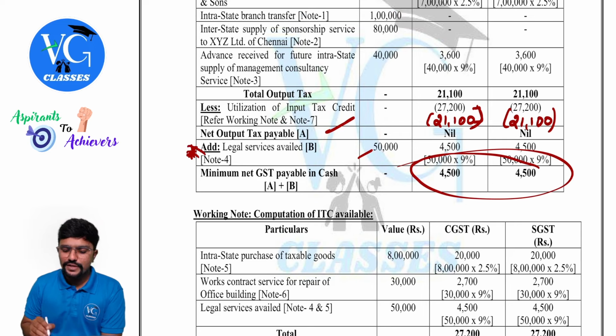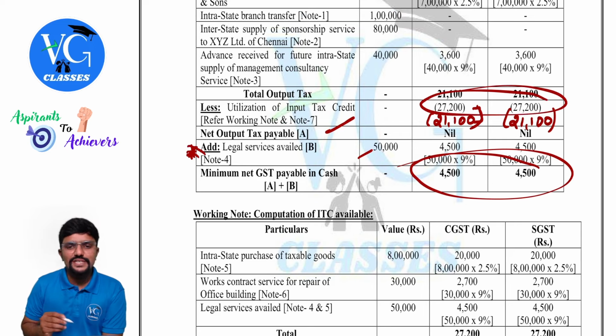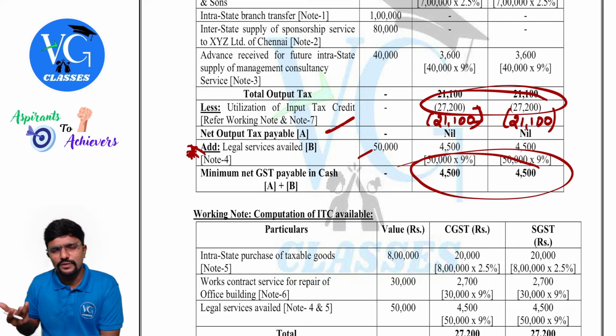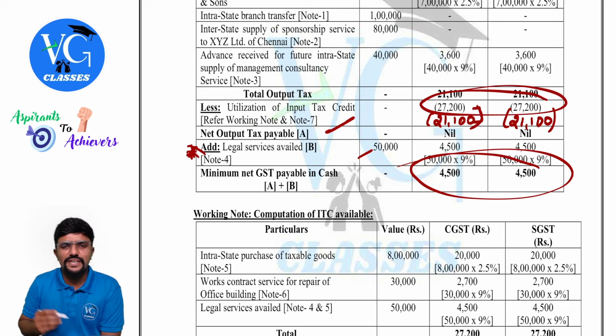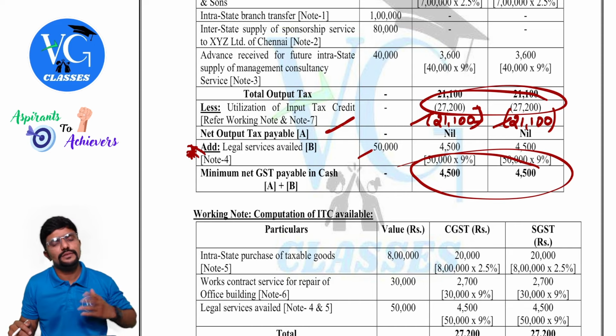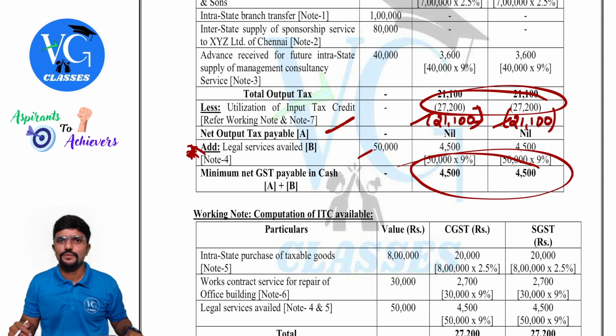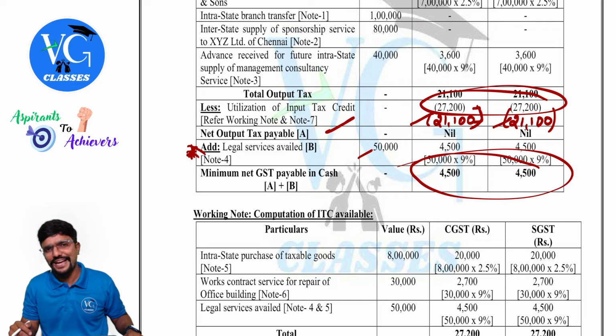Sir, can we show like this, 27,200, 27,200, the full amount? Yes. Or else you can restrict it to 21,100, 21,100. Sir, what do I do with the balance? You can carry forward it to next month. No problem. That is not a lapse. You can carry forward and adjust it in the next month, guys.